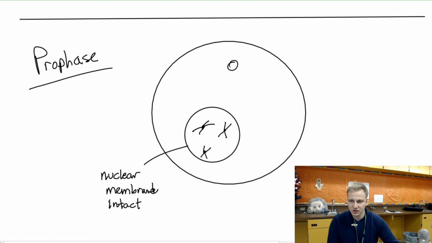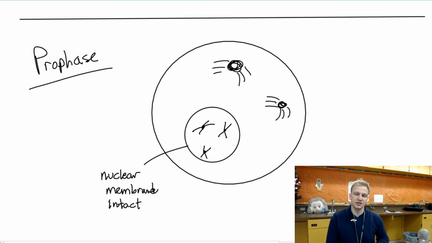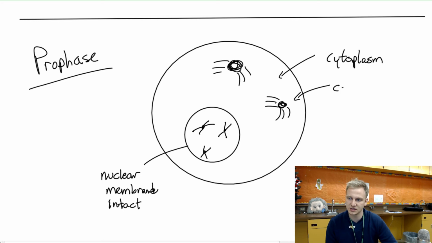The other thing we'll start to see is something called spindle fibers or spindles. The other name for these is centrosomes. We'll see those starting to form in the cytoplasm, or in the space of the actual cell. These are the centrosomes, and we'll see those starting to appear.